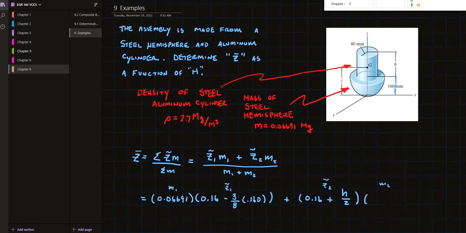So the mass here, we'll just calculate the volume of this cylinder and then multiply it by our density. So our density is 2.7, and that is in meters cubed. 2.7 times pi h times r squared, which is 0.8 squared. Have to convert everything to meters here. And there we go. So that's the numerator.